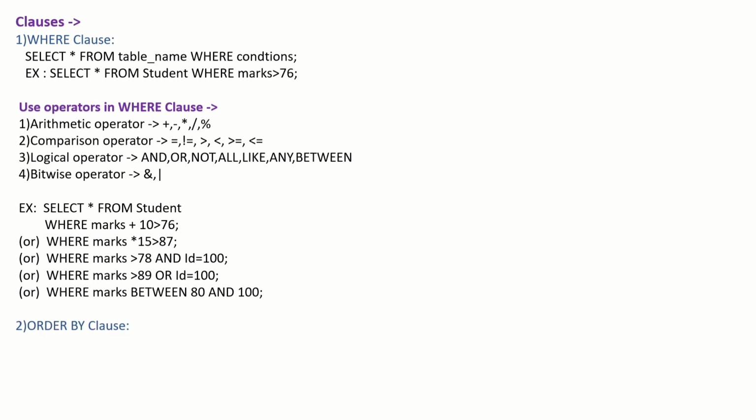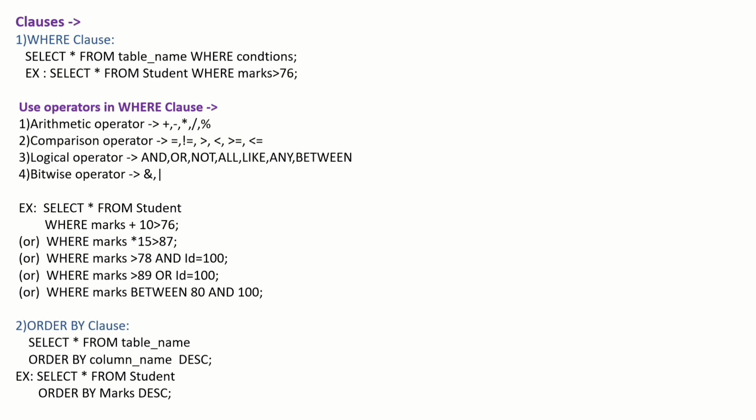Next clause is the ORDER BY clause, which means sorted. Syntax: SELECT * FROM table_name ORDER BY column_name DESC, descending order. Example: SELECT * FROM student ORDER BY marks DESC. If you don't mention any DESC, it takes the default value, ascending order.